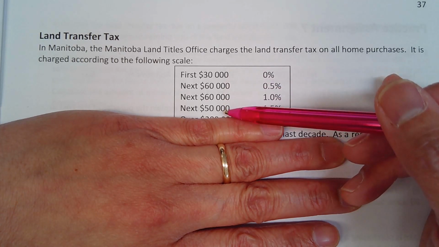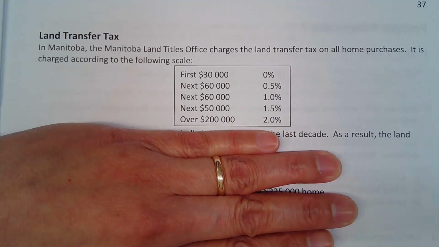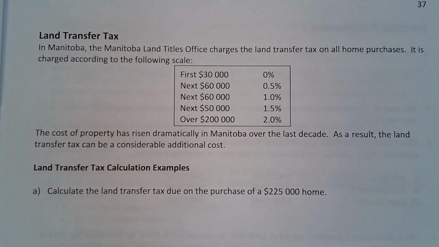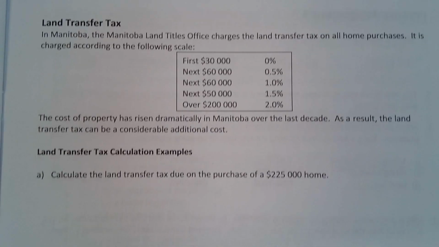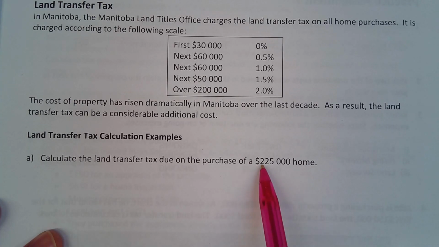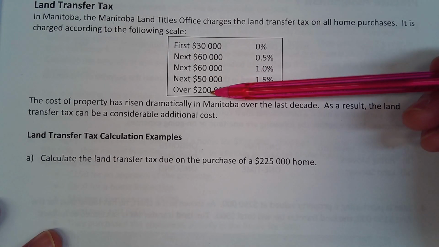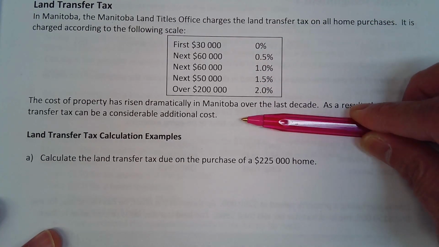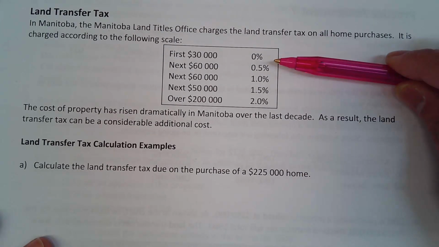So for this one, we have to do the individual calculation. If you look at the first example, the purchase is a $225,000 home. That's going to be over $200,000, so we're going to calculate every single part there. This next one, 163, is not over 200. From 30, 60 is 90, this is 150, so this is going to be up to here, up to 1.5%.